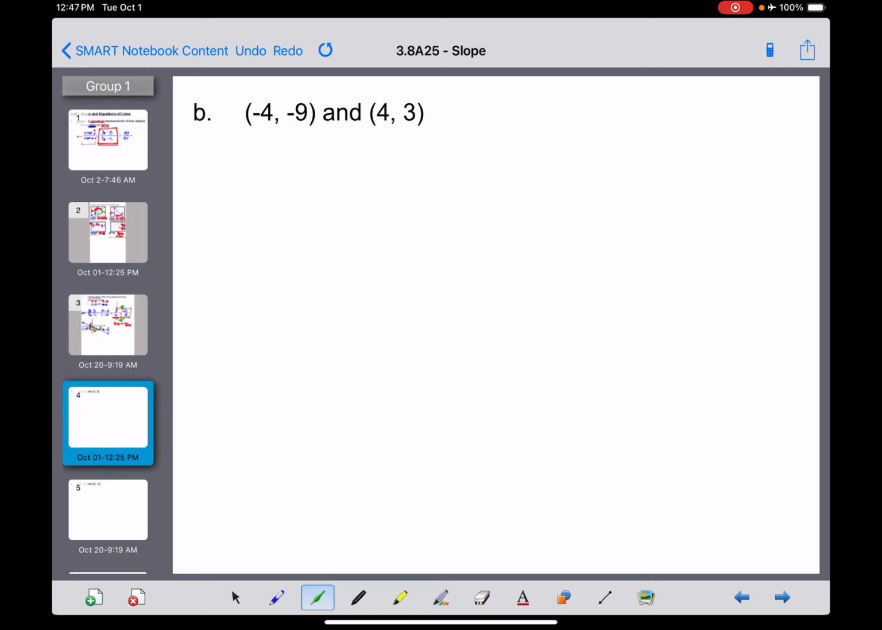Let's try another one here, guys. And I would really advise you, if you are watching this, to maybe pause the video, try this problem on your own, then hit play and see if you got the right answer.